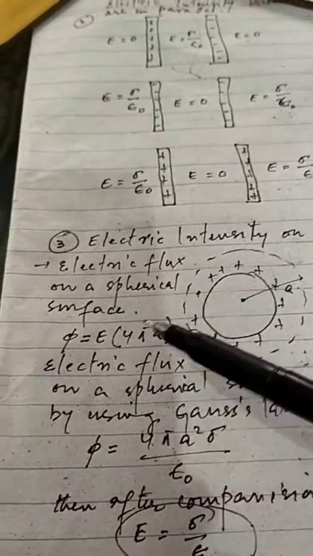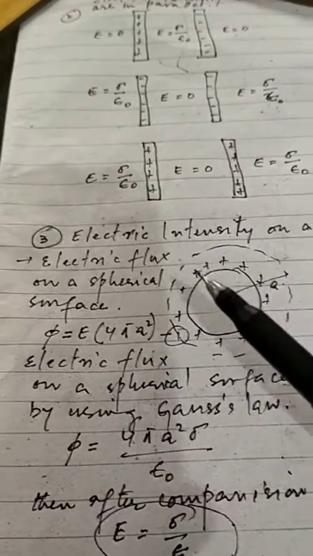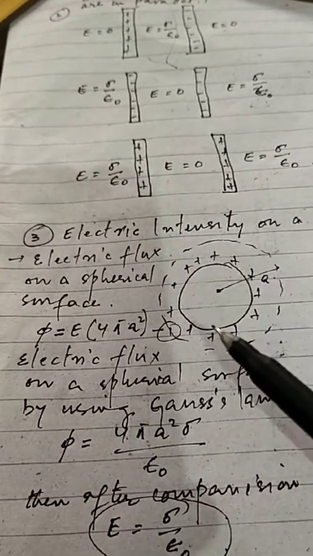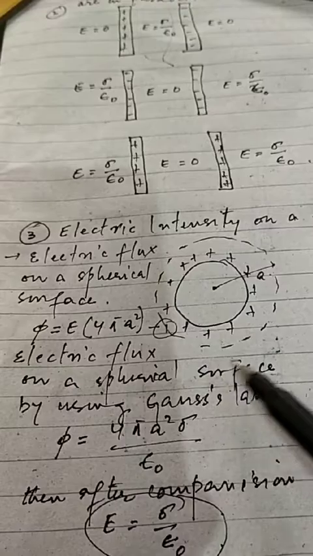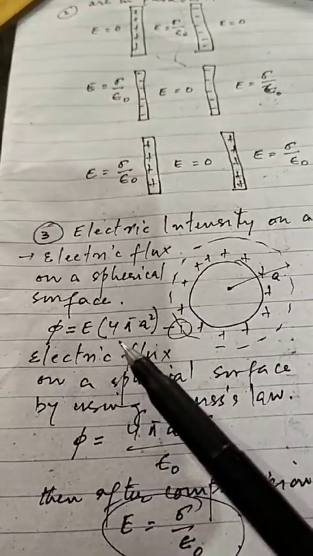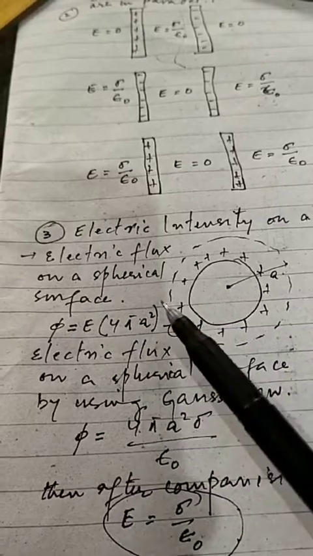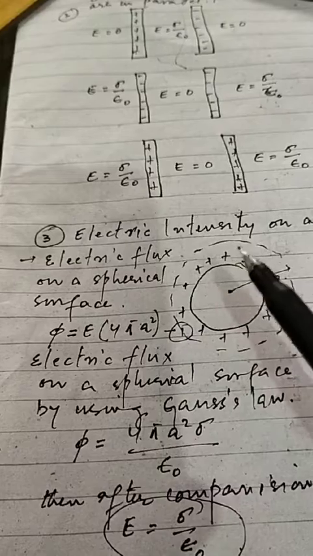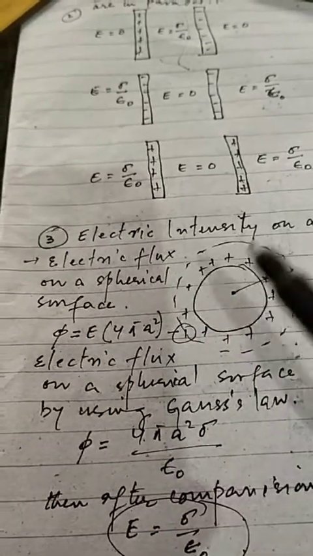In this situation, in the first step, you will calculate the total electric flux on the spherical surface on which you have placed positive charges uniformly. The electric flux phi becomes E into 4 pi a square, where a is the radius of the spherical body. 4 pi a square is the spherical surface area.